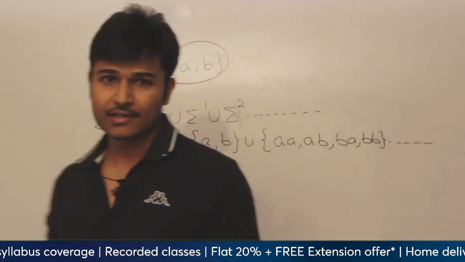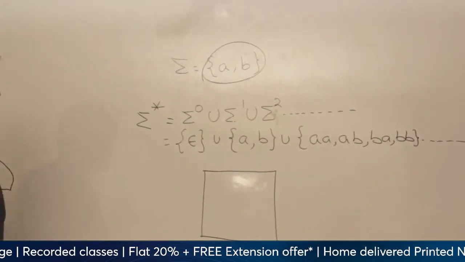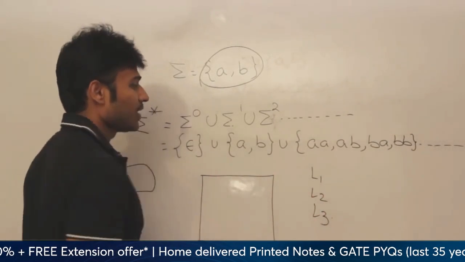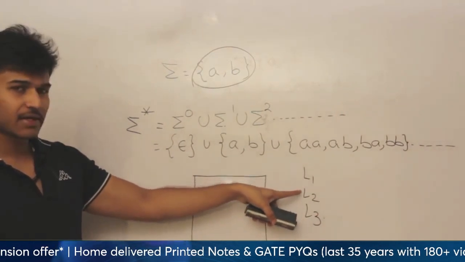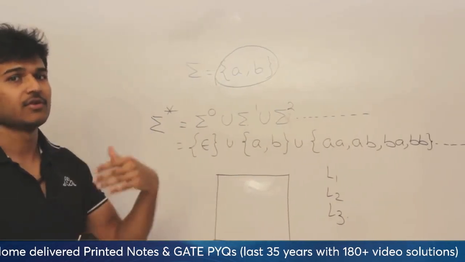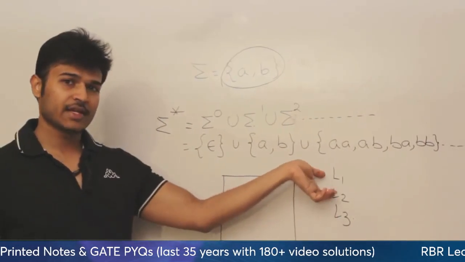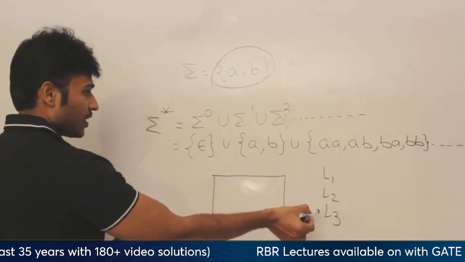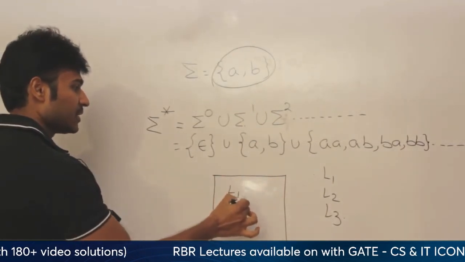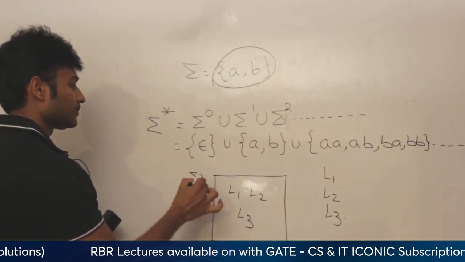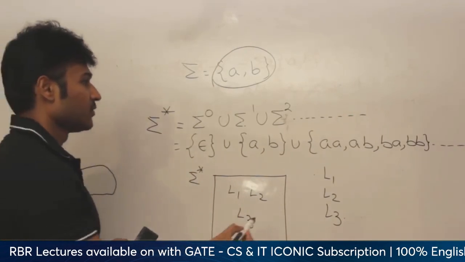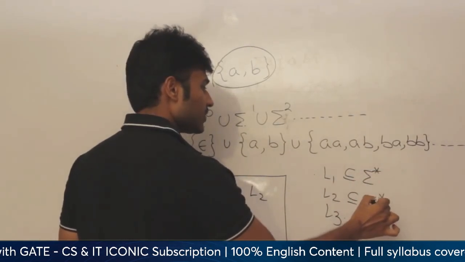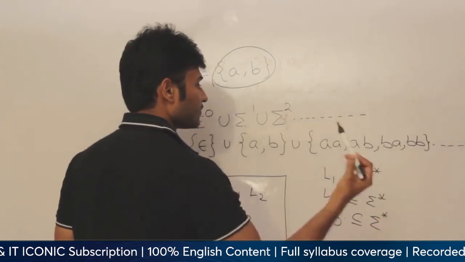Once we define sigma and sigma star, next we can define a language. We have already seen that languages L1, L2 and L3 are nothing but sets of strings. L1 and L2 were finite and L3 was infinite, if you remember the previous example. So there are finite languages and infinite languages. L1 is actually a subset of sigma star, L2 is also a subset of sigma star, and L3 is also a subset of sigma star.